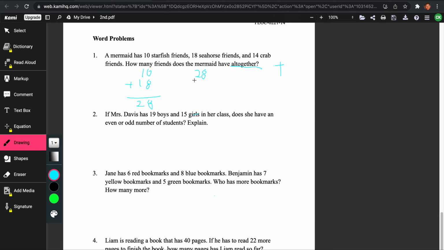Then we're going to have to add 14. So 28 plus 14. So we're going to do 8 plus 4. That's going to be 12. 2 plus 1, that's 3, but don't forget that 1, so it's going to be 42. So how many friends does she have all in total? Well, she actually has 42 friends in total.